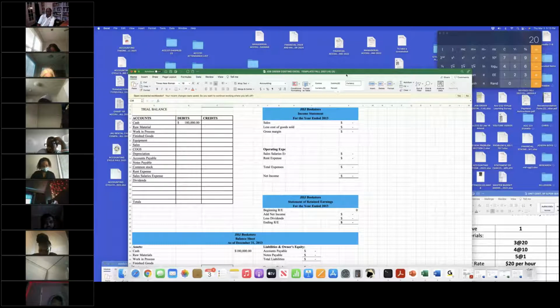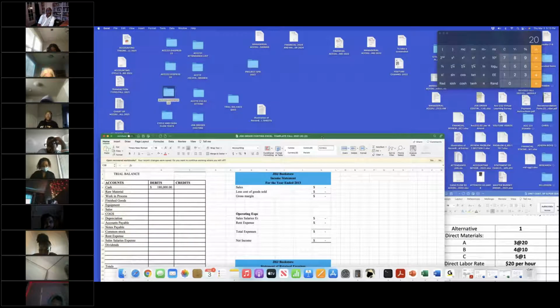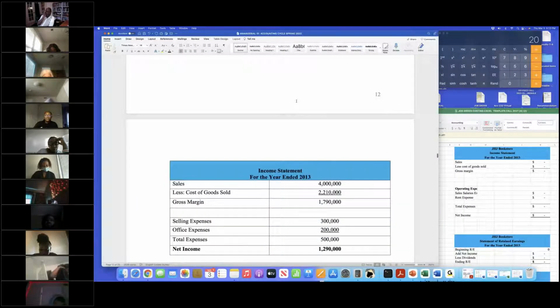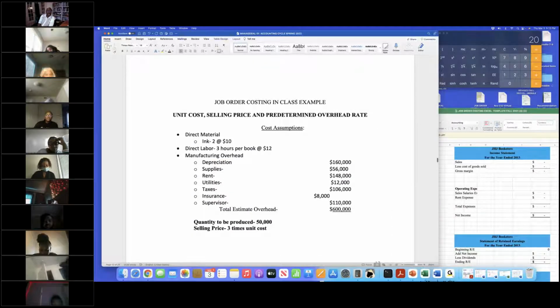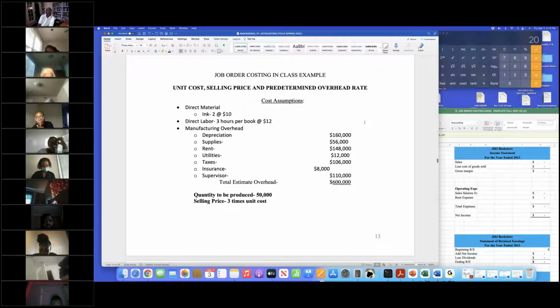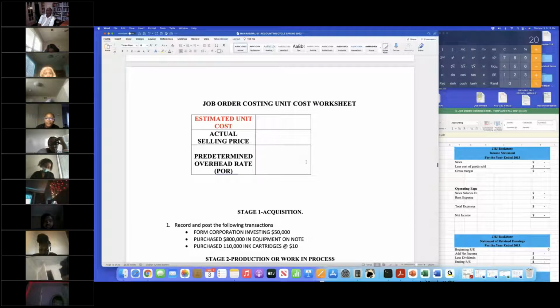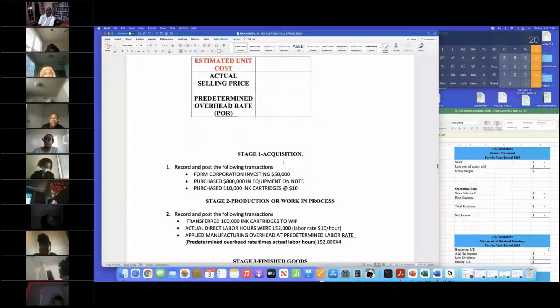Let me see. Here's what we have. We've got the simple problem here. We're going to review this next time. And then for 10 points, you're going to have an assignment on the spreadsheet. The first part of it is to determine selling price: cost, selling price, and POR. And I'm going to let you volunteer for your portion of what you're going to do.